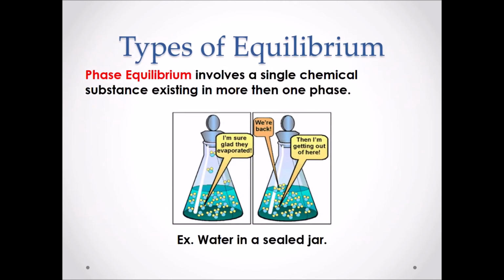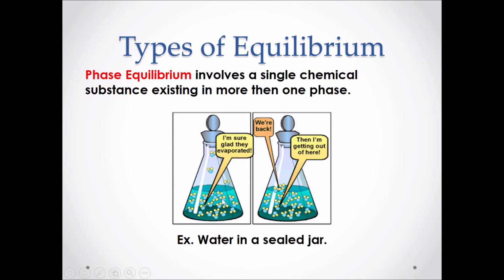That brings us to types of equilibrium. The first is phase equilibrium, which involves a single chemical substance existing in more than one phase. A good example is water in a sealed jar. Remember that it has to be in a closed system. What we are seeing in this picture is that we have liquid water, which will evaporate.